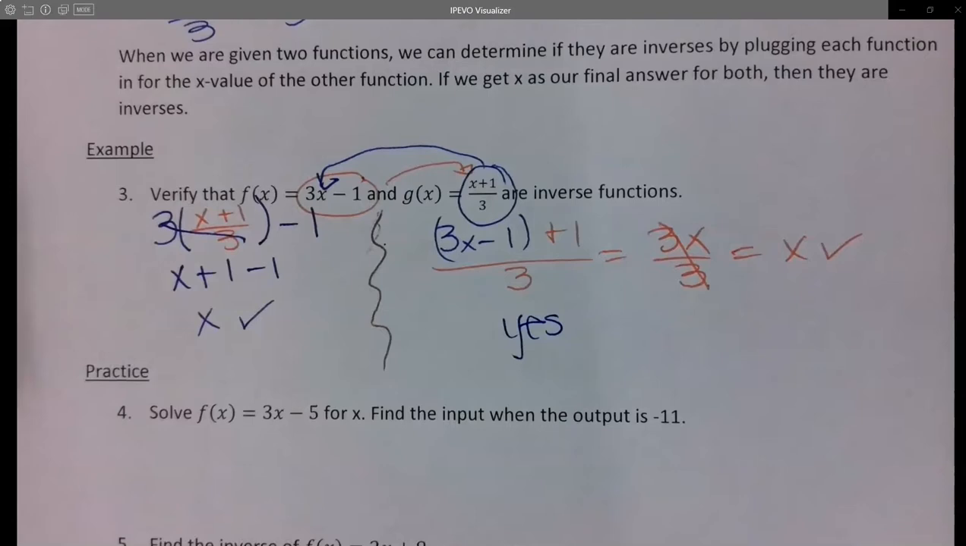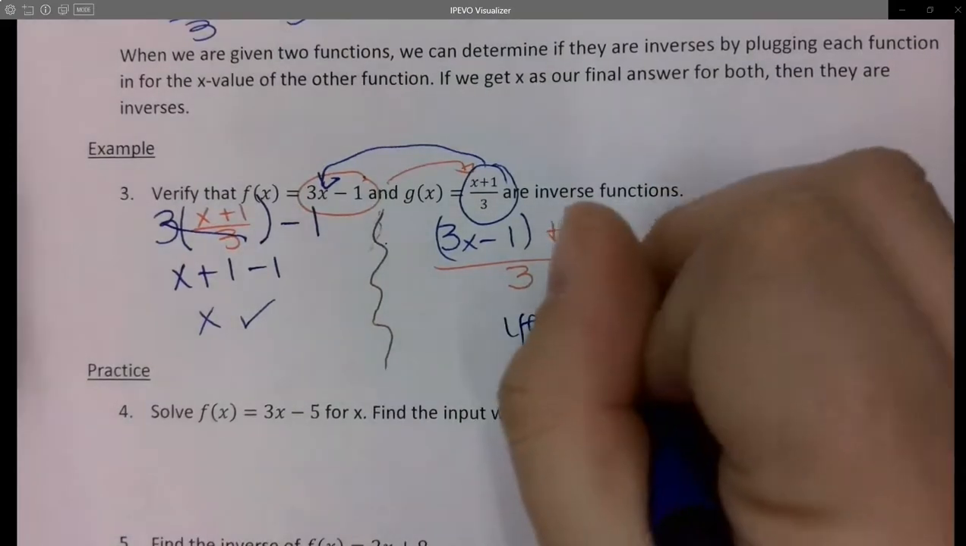If I had something weird like 2x or the number 2, my answer would be no, they are not inverse.